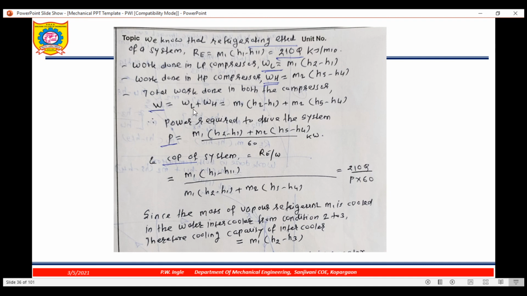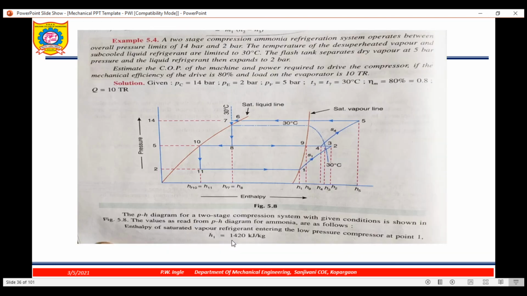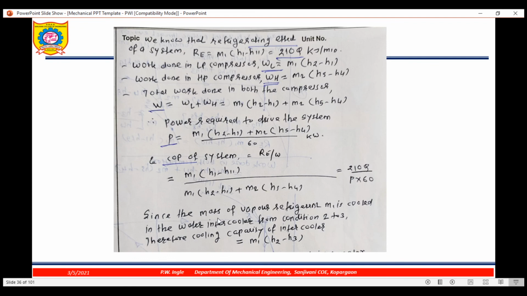So total work done is what? Work done in both compressors, that is low pressure and high pressure. Then for power required, you just divide by 60 and you get the power required. Then you get the COP of the system. It is refrigerating effect upon work input. Okay. So this is all about the third case. So we stop here. Thank you.